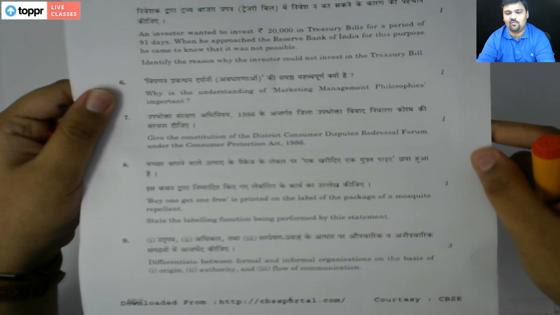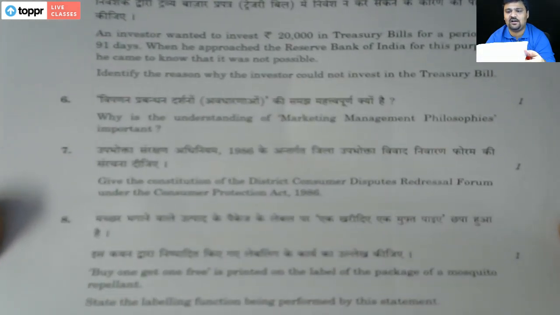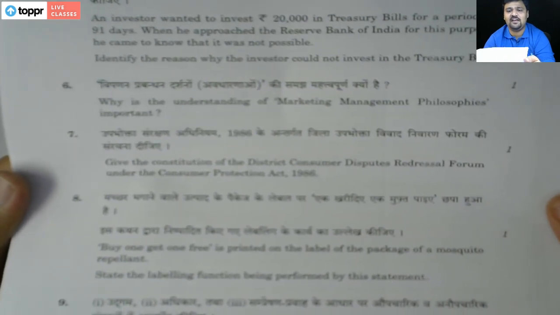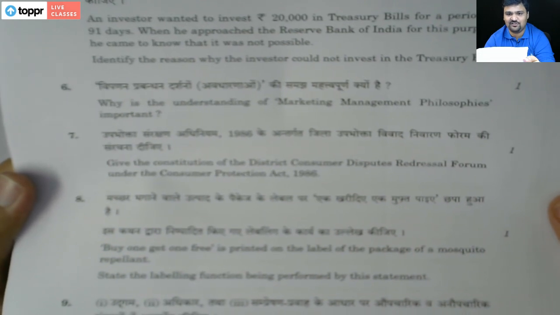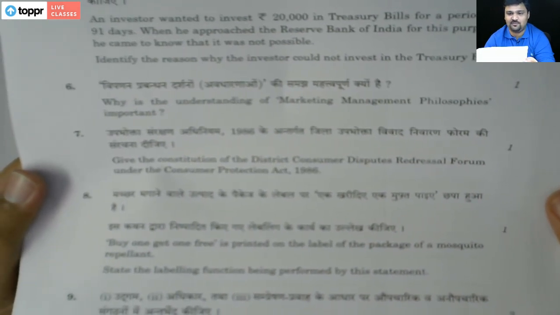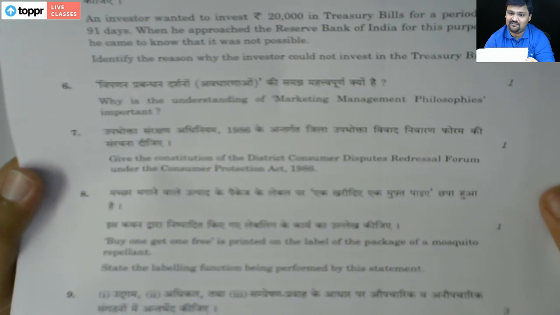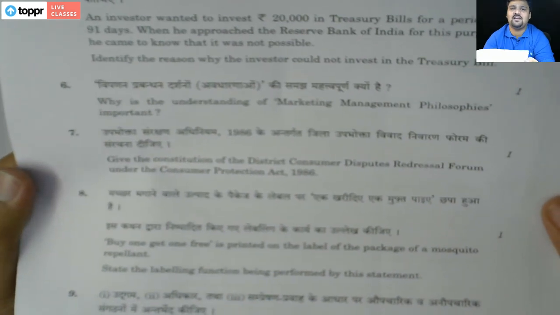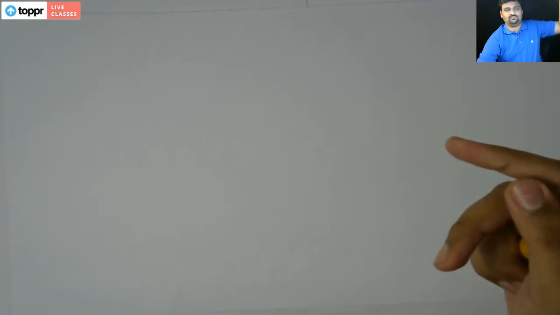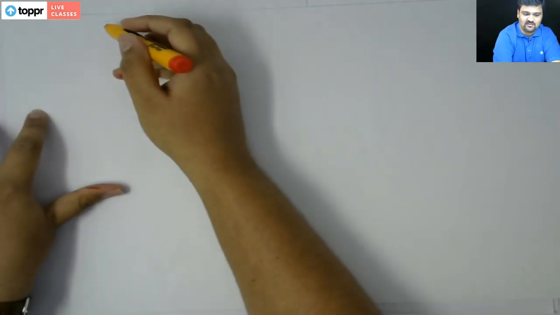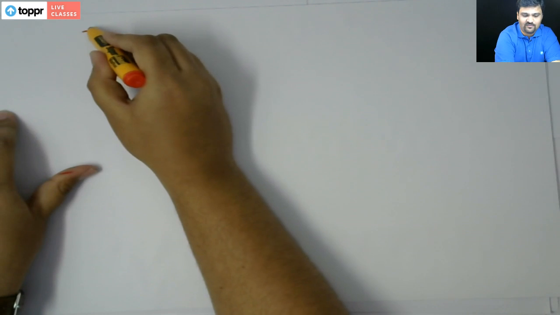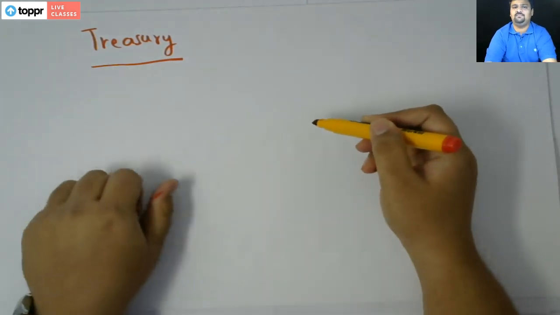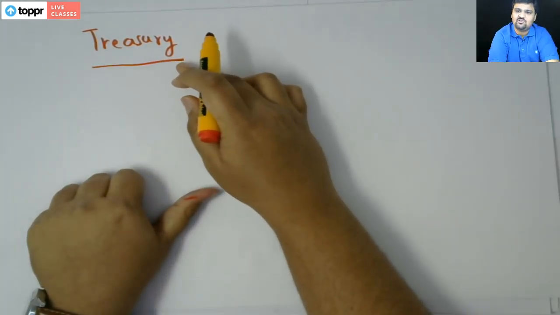An investor wanted to invest rupees 20,000 in treasury bills for a period of 91 days. When he approached the Reserve Bank of India for this purpose, he came to know that it was not possible. Identify the reason why the investor could not invest in treasury bills. Let us understand this question now. This question is based on finance, and another thing we have to understand is the treasury bill.